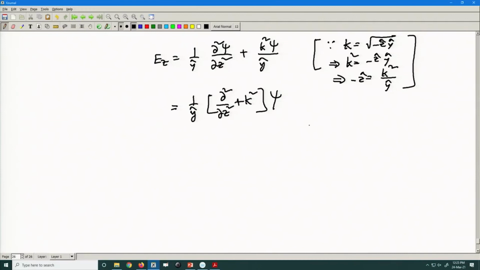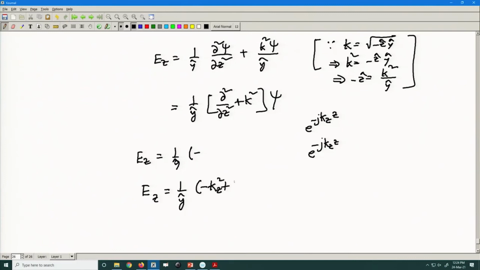Now, if I assume an e to the power minus j k z z variation along the z direction, then E z can be written as 1 by y cap (minus k z square plus k square) psi.